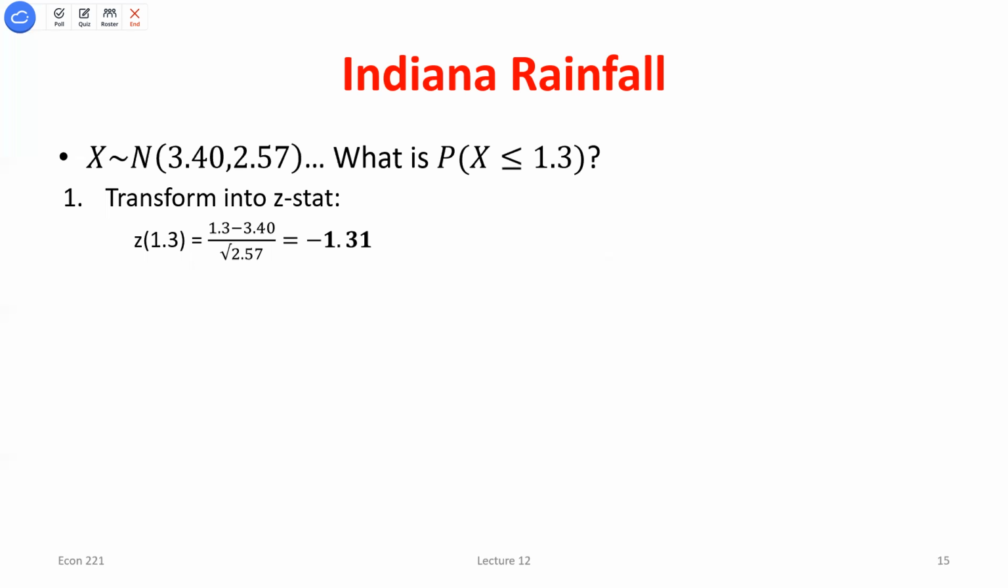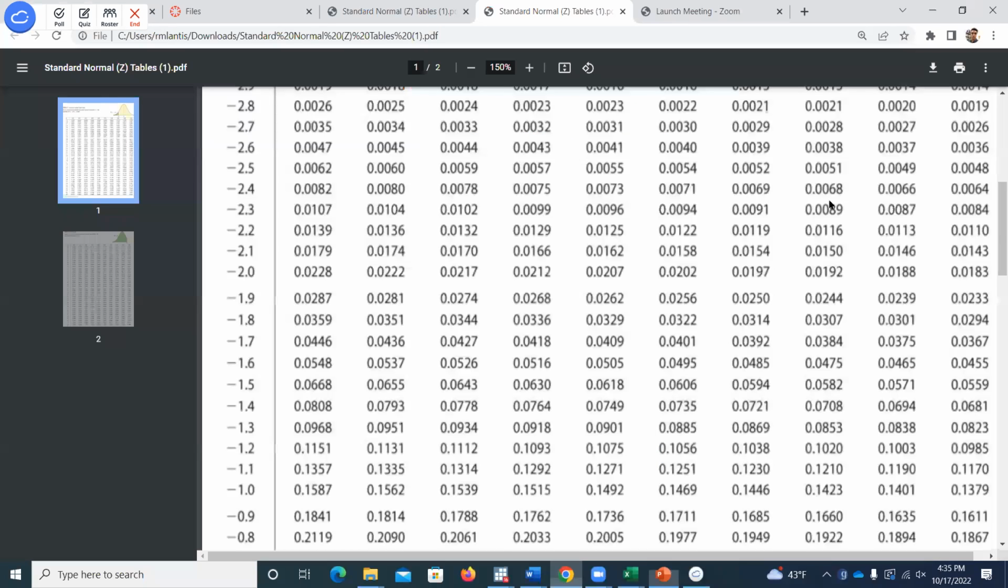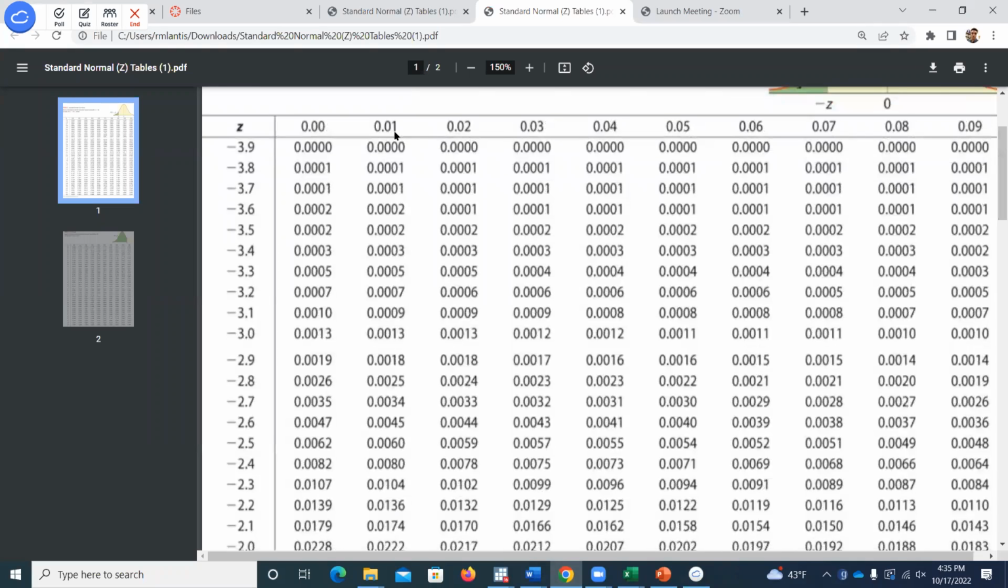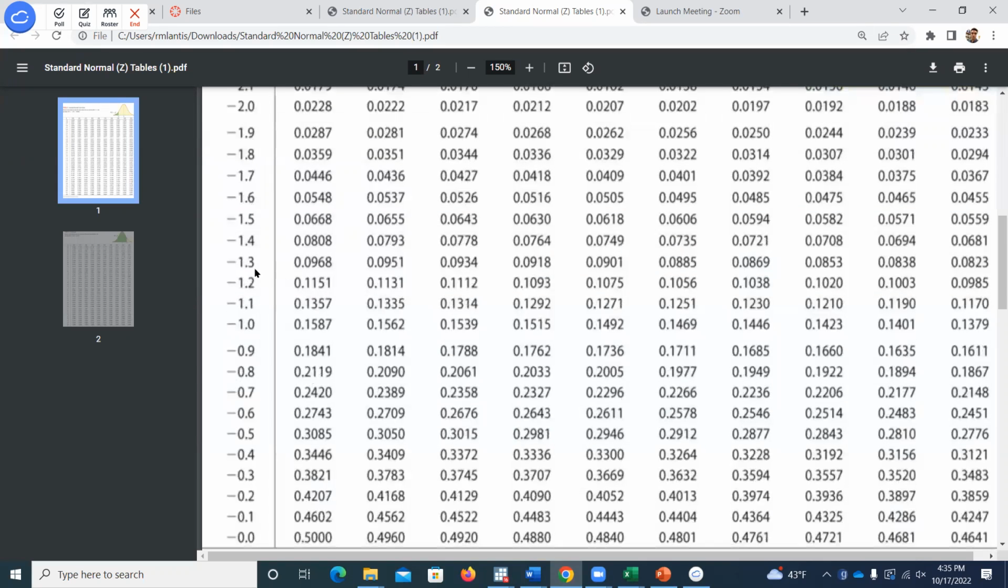The next step is I'm going to go to my standard normal table, and I'm going to look up that z value of -1.31. The second decimal I had was 1, so 0.01. So I'm going to be in this second column. My first decimal was -1.3. So 0.0951. If I'm drawing this out to help give myself a visualization, the area that I find in the table is always the area to the left of whatever z value I look up.